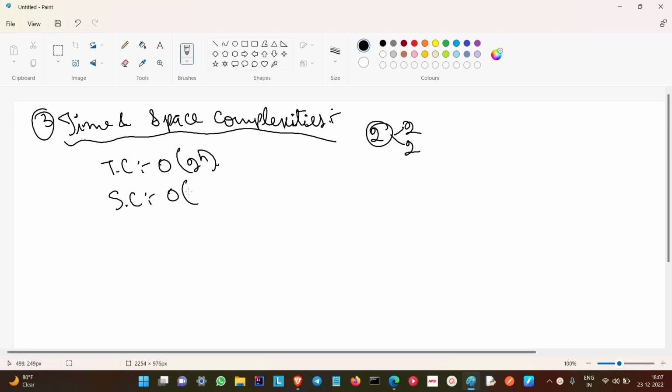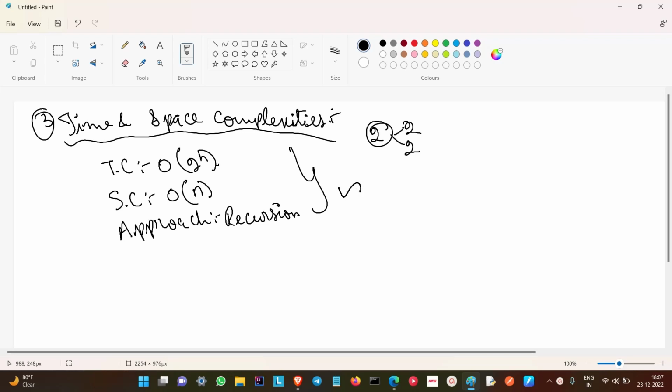there is no extra space used here, so only the stack space is counted. So the space complexity will be O of n, since the maximum size that grows will be n, and the approach we are using here is recursion. So can we optimize this approach?